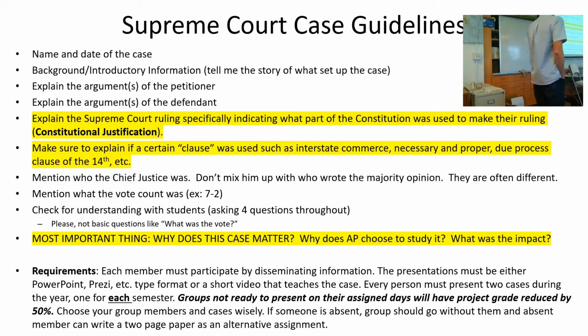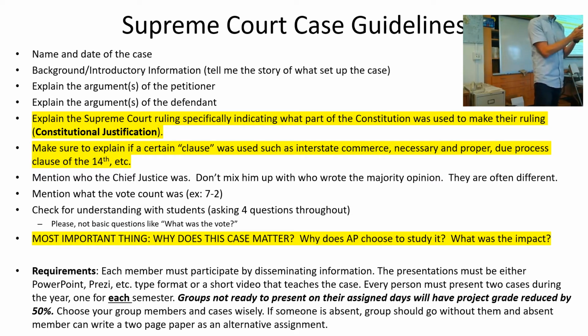And then the number one thing really is that you need to be able to tell me, kind of the last slide of this thing: why does this case matter? Why is it important? Why did I pick it to study it? Brown v. Board is not about Linda Brown being able to go to a white school. It changed everything about segregation in schools and segregation in public and water fountains and all kinds of stuff. So the impact was much larger.